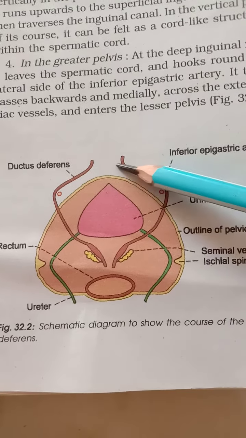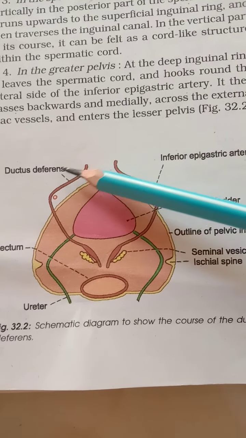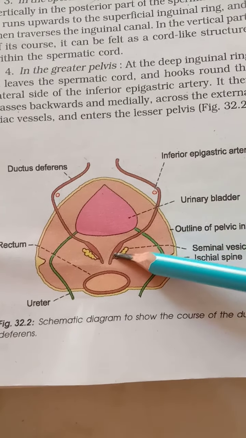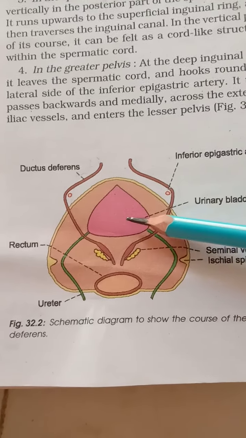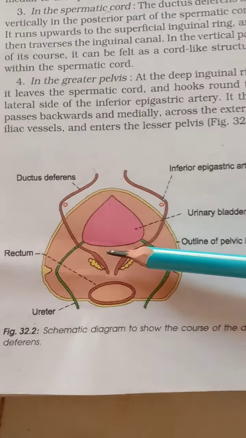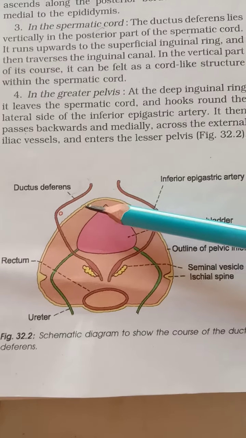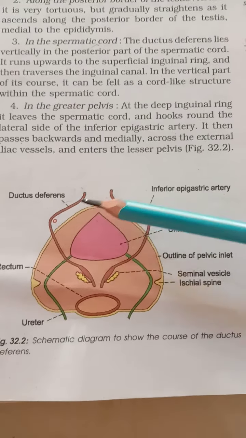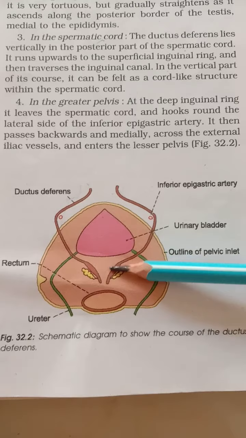Then the vasa deferentia, also called the deferent ducts, this one in brown color, also called the ductus deferens. These are two in number, right and left, and each vas deferens is a thick-walled muscular tube which transports the spermatozoa from the epididymis to the ejaculatory duct.